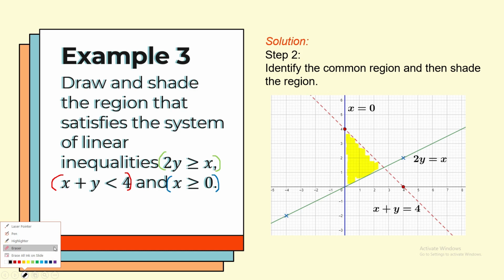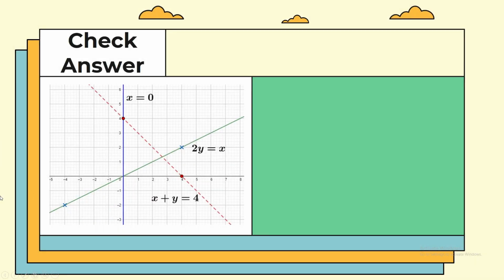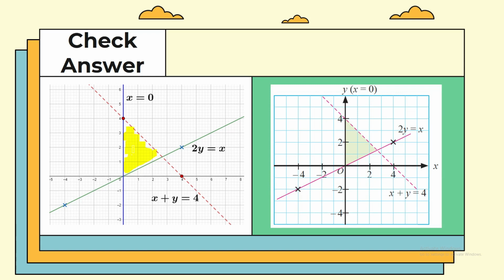Okay, we check our answer. Next slide. Our answer just now is in this part. You can shade it properly. Okay, next we check the answer. Okay, correct. My answer is correct.